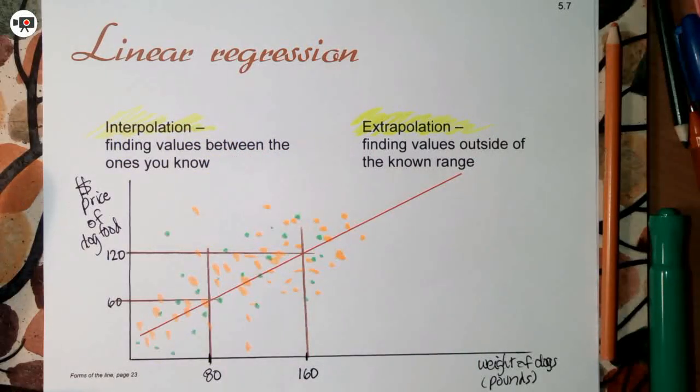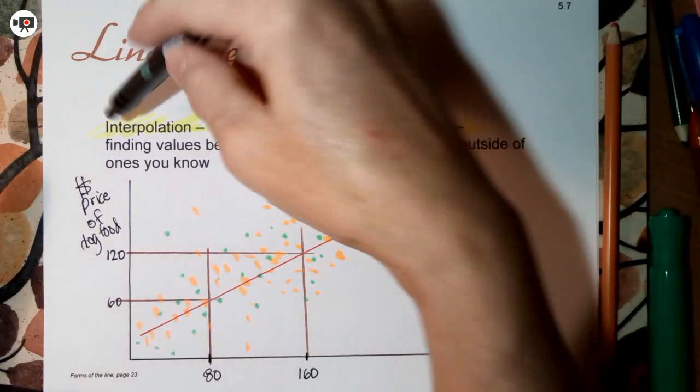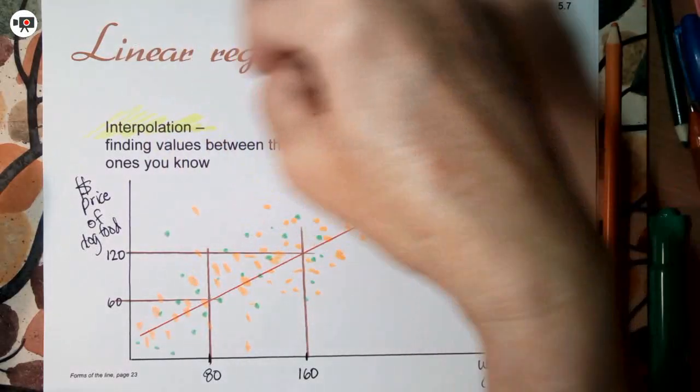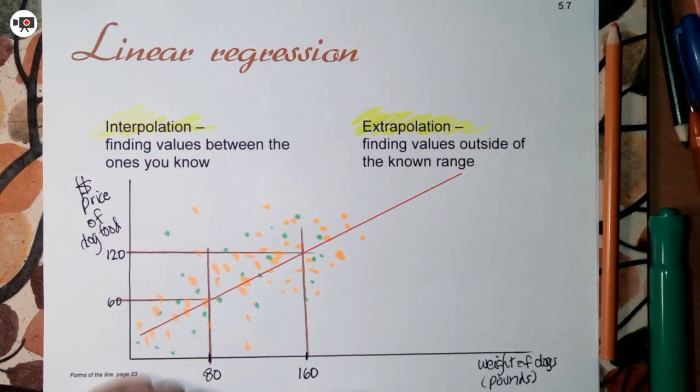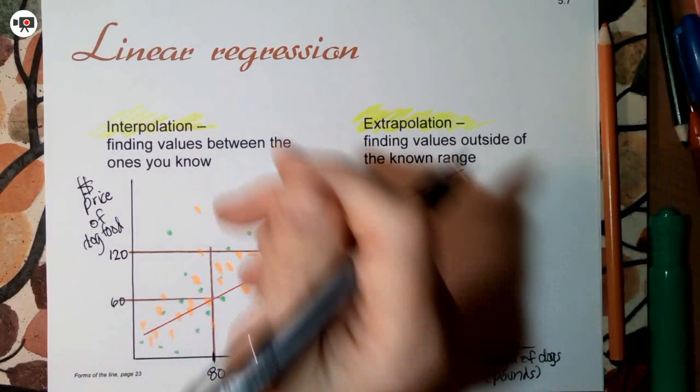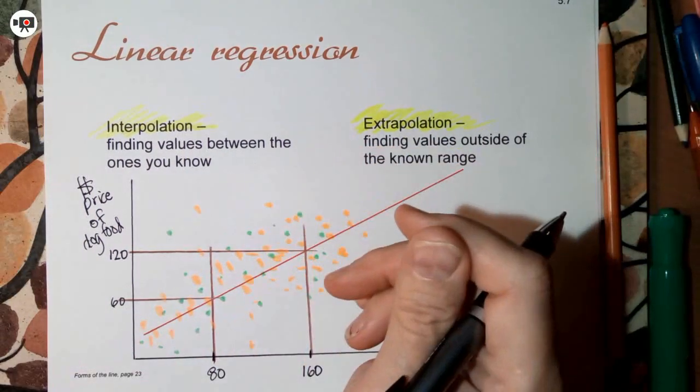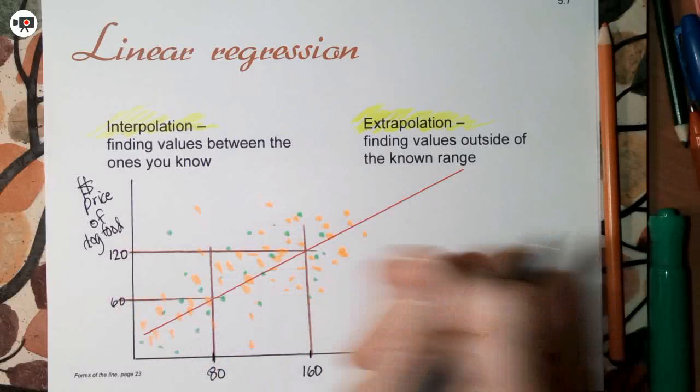Okay, so for 160 pounds, I'd expect it to cost about $120 for the dog food. Okay, so now let's talk about interpolation. Interpolation is finding the values between the ones you know. These are the ones that I'm given. Okay, and that's what I should expect.